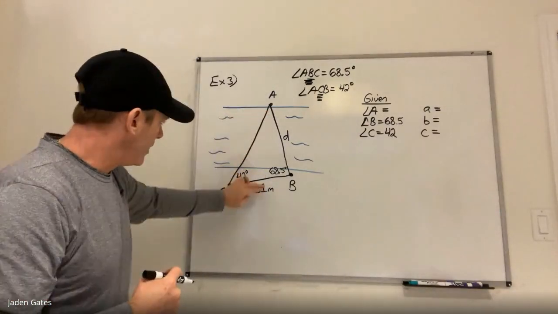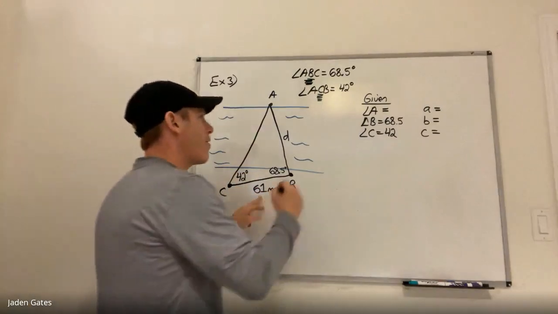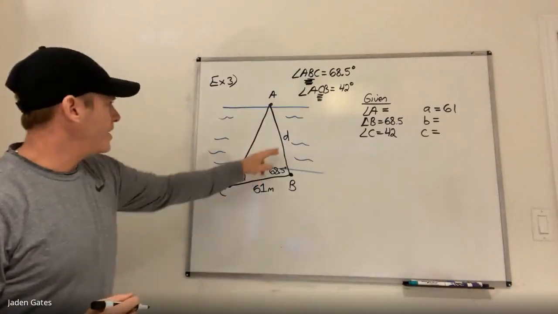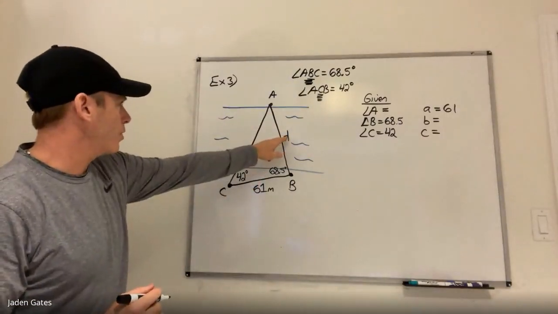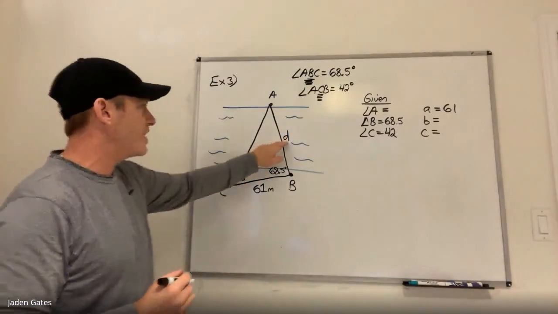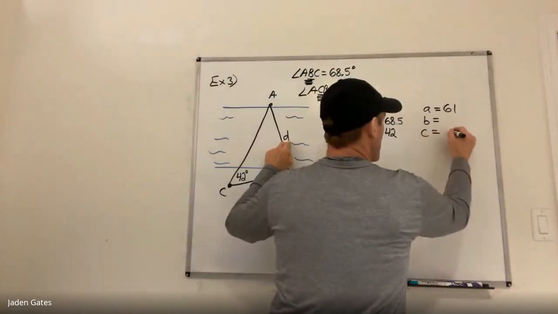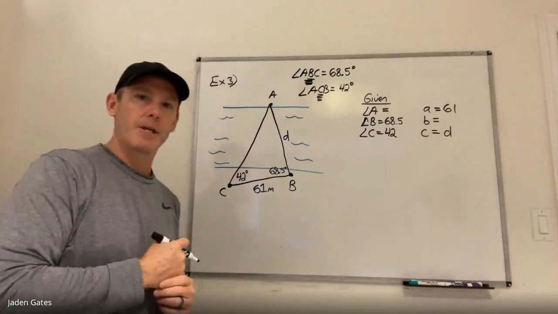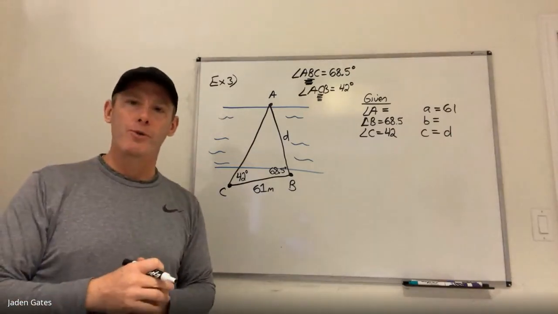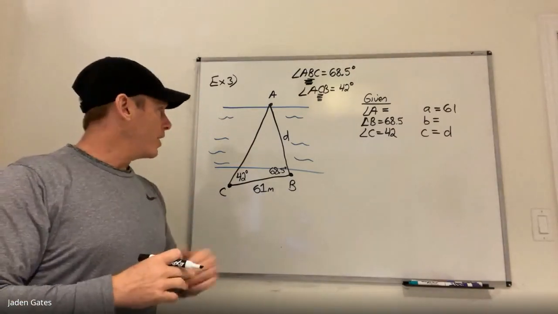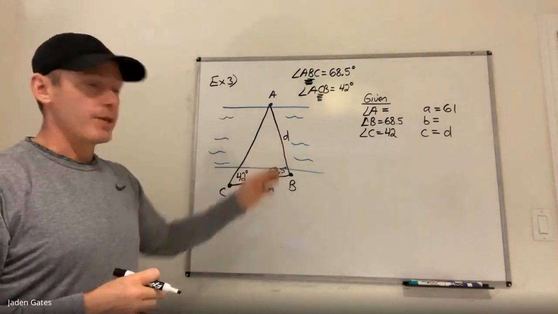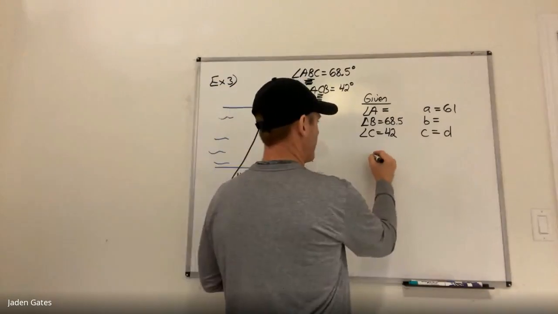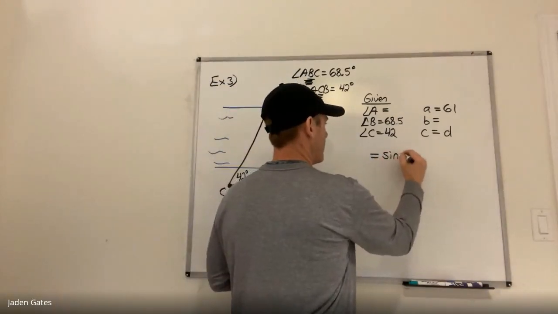Okay, on to the sides. Across from angle A, there's 61, so that is my side A. D here, that's a side we're looking for. It's across from angle C, so side C is actually D, the distance, which is why it's called D. Now, which parts are we using here? I need side C because that's actually our distance. So I have to use the C part.